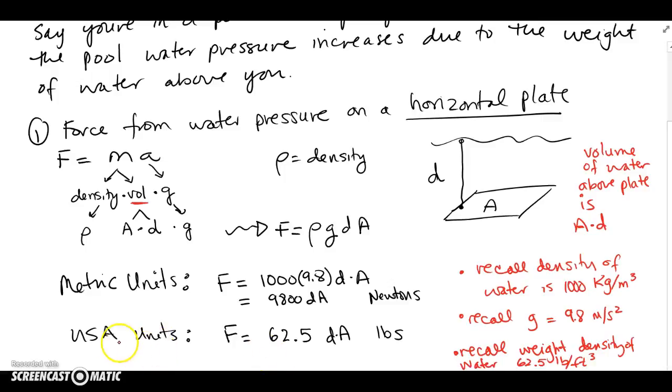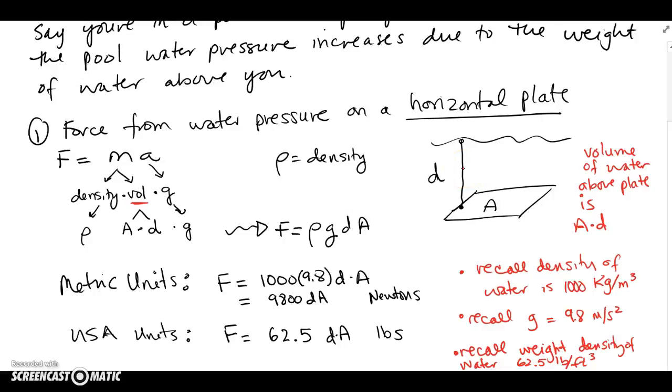And so in US units, force will just be 62.5 dA because remember, the weight density of water is 62.5 pounds per cubic foot. So we're already given that as a weight, and we don't worry about the 9.8 meters per second squared, which is the acceleration due to gravity. It's already incorporated in there. So it's basically 62.5 dA pounds as a force in US units and 9,800 dA newtons in the metric units. And that's only, again, for a horizontal plate.